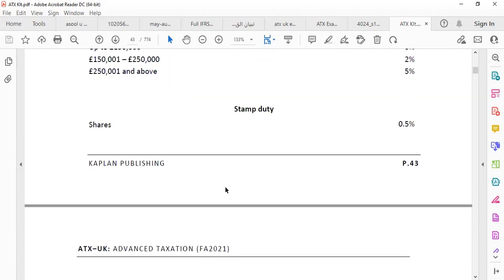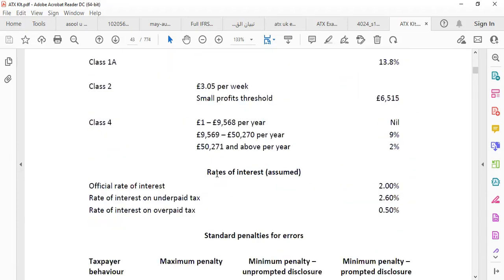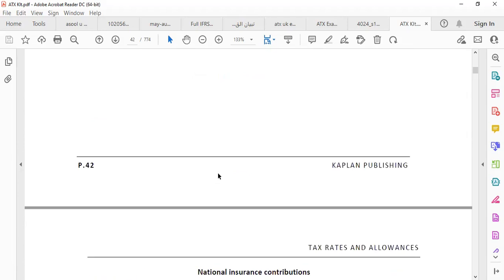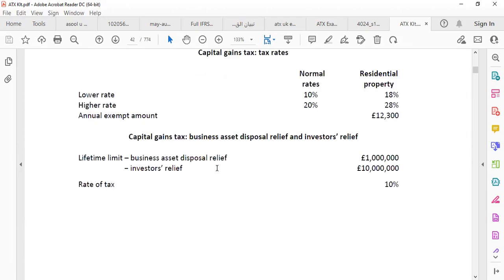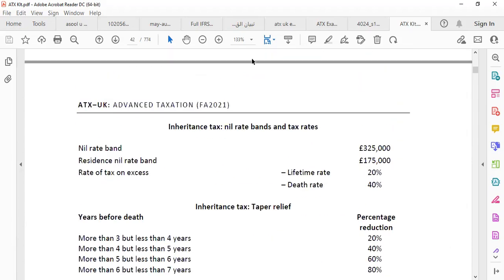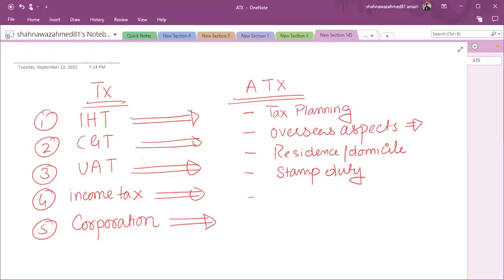It means that you have to use this particular sheet and apply it. You have to learn in the question how to extract this information and apply it in a given question. One thing also, the group aspects of the company. This is also very important.